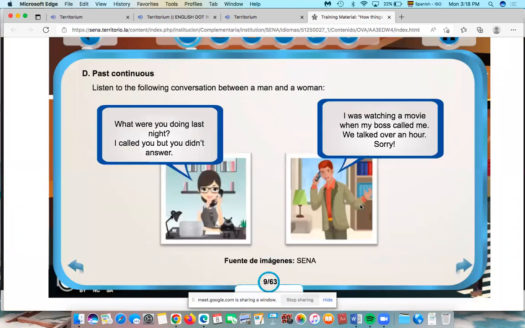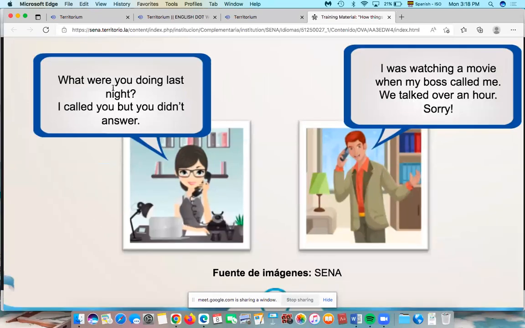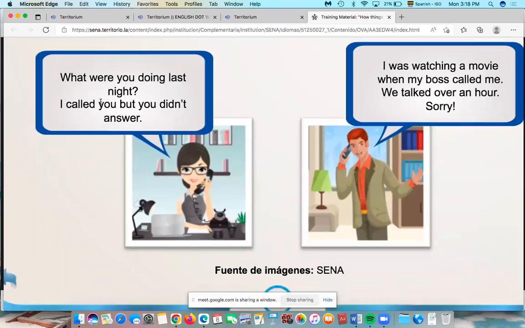Okay, great. When we talk about past continuous, it's like an action in progress, like probably describing a moment or describing a scene, right? So for example, here, you can see that they are talking on the phone, right? And she says, what were you doing last night? I called you, but you didn't answer. And he says, I was watching a movie when my boss called me. We talked over an hour. So he is describing an action that was in progress, right? And there was another action that interrupted him, right? So we can see that, okay?